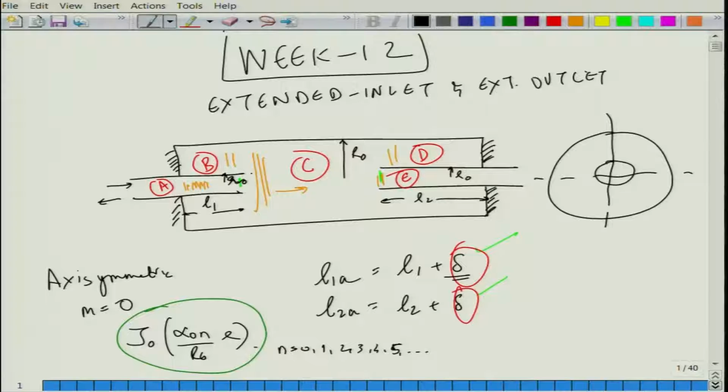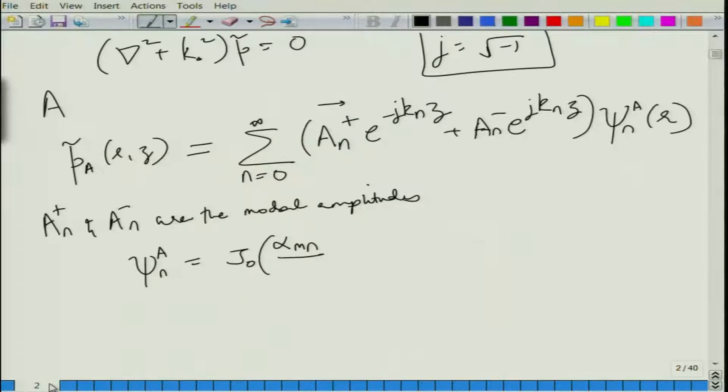A small change. Now the thing is that we will put directly m equal to 0 and n.